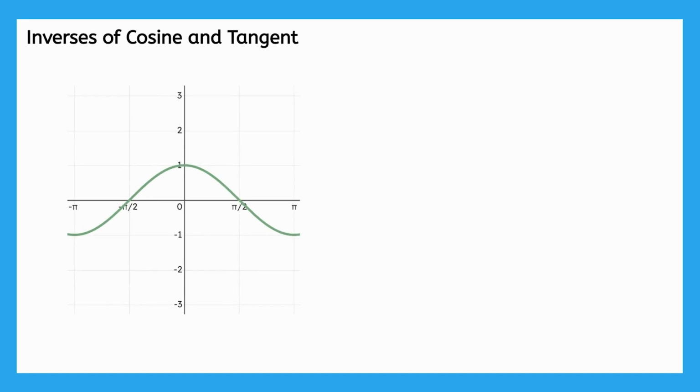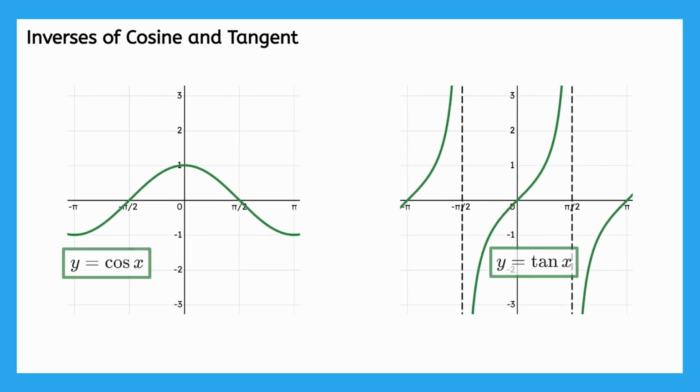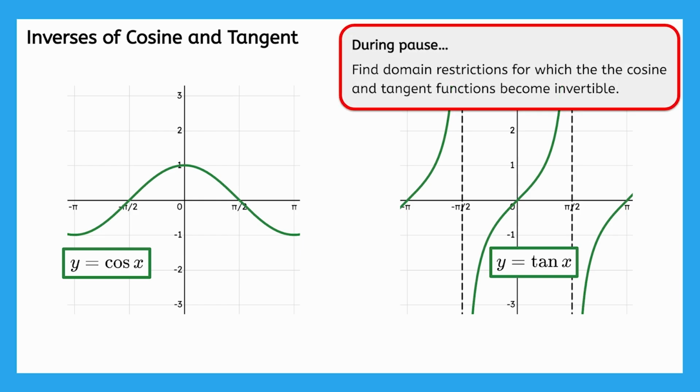Here are the graphs of the cosine and tangent functions. Are these functions invertible? Once again, these functions don't pass the horizontal line test since horizontal lines intersect them infinitely many times. On your own, analyze these graphs and find domain restrictions for which the cosine and tangent functions become invertible. Pause the video now.